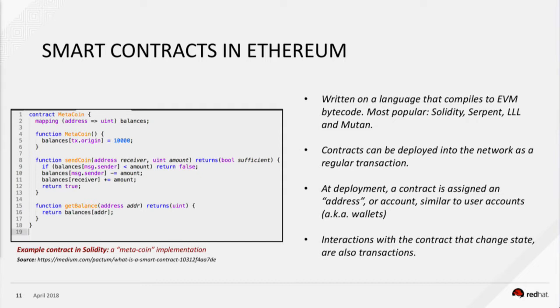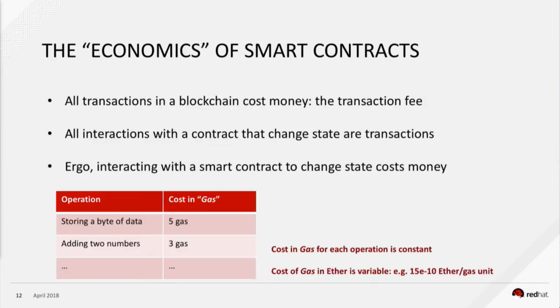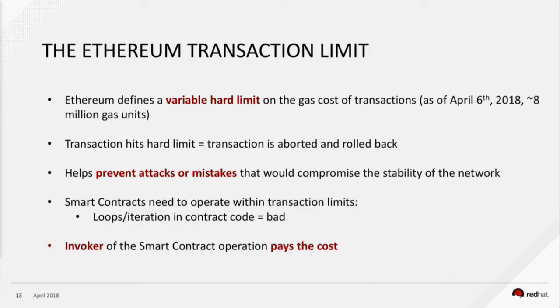When they are deployed, they receive an address. That address is like a wallet for a user. All interactions with smart contracts are transactions. Because all transactions in a blockchain cost money, in quotes, all interactions with the smart contract that change state are also transactions. The cost is fixed in a unit called gas, but it's variable in Ether.